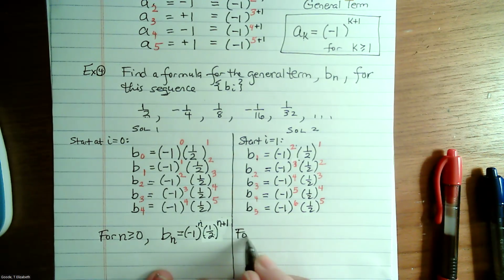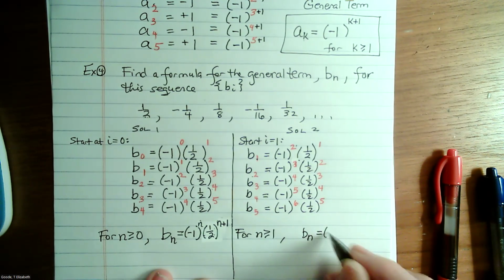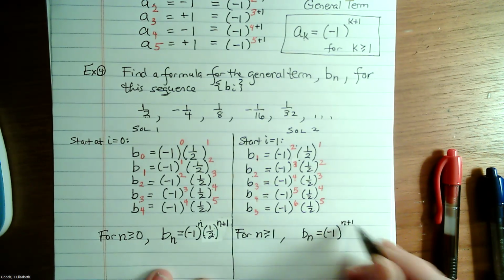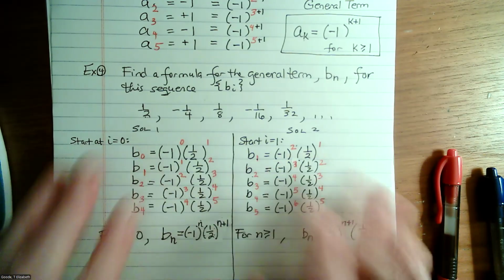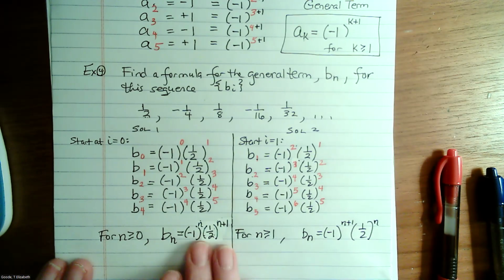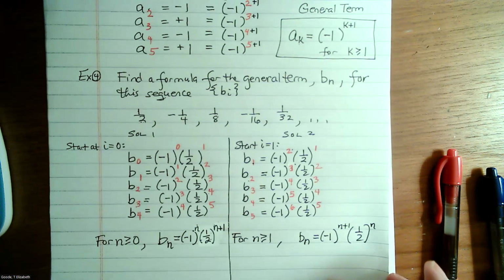So for n greater than or equal to 1, our formula B sub n is -1 to the n plus 1 times 1/2 to the n. So depending upon what you're trying to do, you'll get different formulas. Questions?